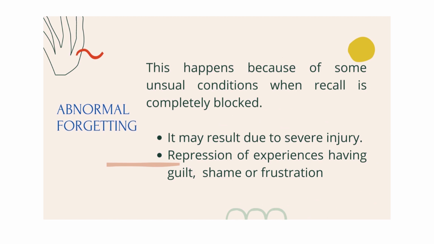Let's now move to abnormal forgetting. These are the causes of abnormal forgetting. Abnormal forgetting happens because of some unusual conditions when recall is completely blocked. It may result from severe injury and repression of experiences involving guilt, shame, or frustration. Sometimes when a person has had a bad experience involving guilt, shame, or frustration, the tendency is to forget that experience. Those are the causes of abnormal forgetting.